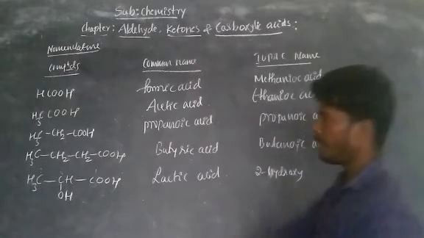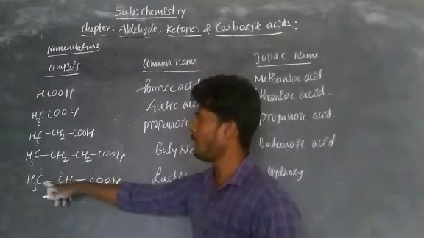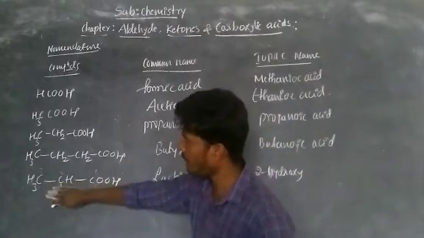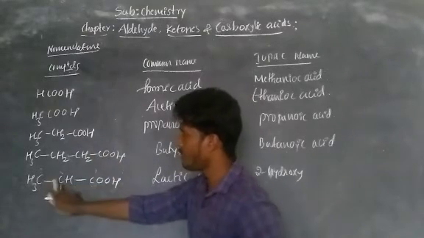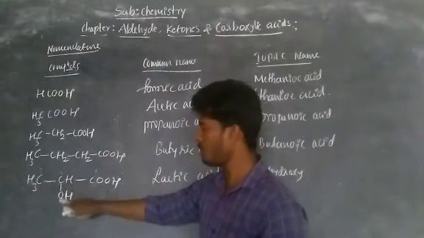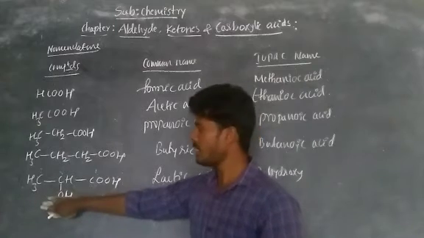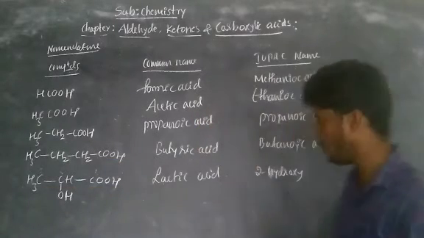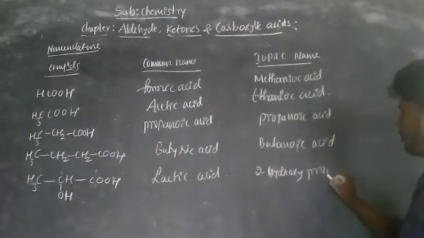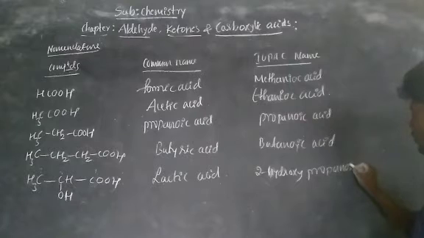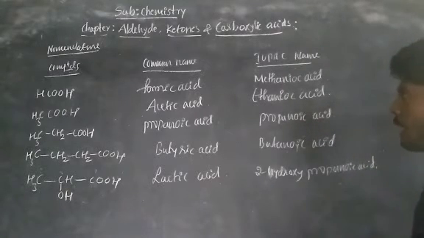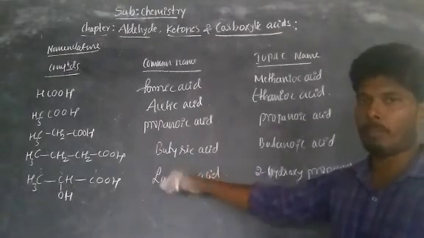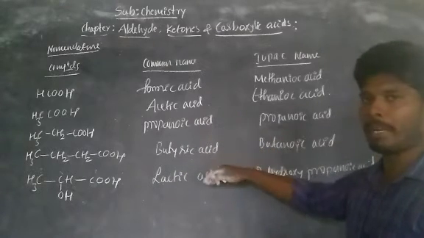Right, this is hydroxy group, that is 2 hydroxy. How many carbons are there? This one, CH3CH2OH, one of the hydrogen is replaced by OH, that is 2 hydroxy. This is called propanoic acid. Got it? Like that we are giving the IUPAC name for a given compound and also the common name.